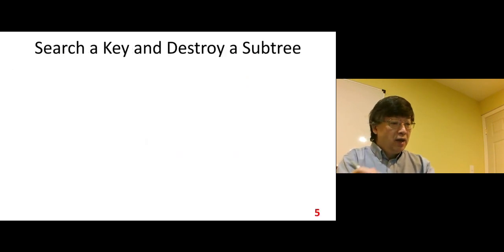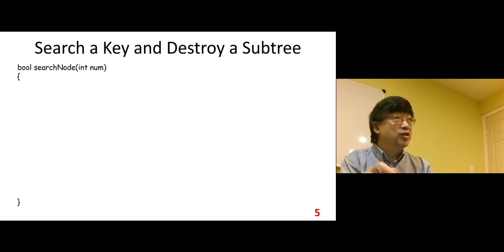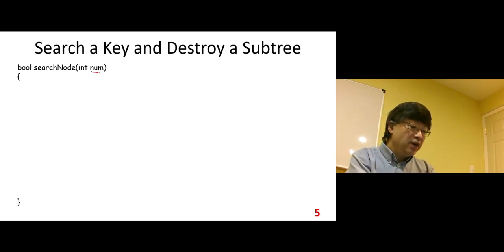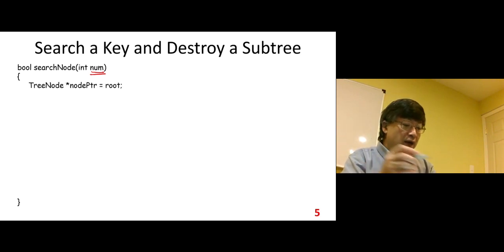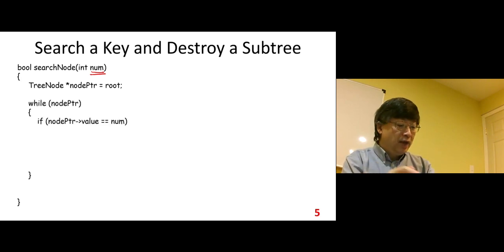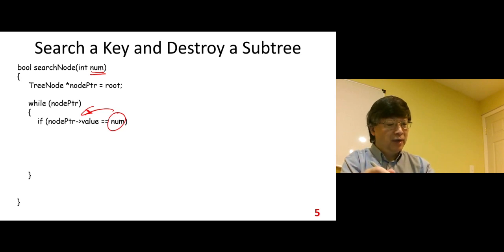So that's the insertion. Search a key and destroy: two operations. Let's look at search first. Search is pretty straightforward. Given a key as an integer, we consider a special case. You start from the root. Then you do a while loop. First, you compare the given key with the value in the current node. If they are equal, you've found it, and you return the value.